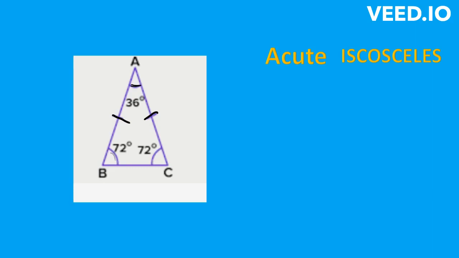So what are the corresponding sides for these two angles? This side and this side. These are the two corresponding sides for these two angles. So these two sides are called the legs of this triangle. When you have a triangle with two equal sides, those two equal sides are the legs of the triangle. This line is the base of the triangle.